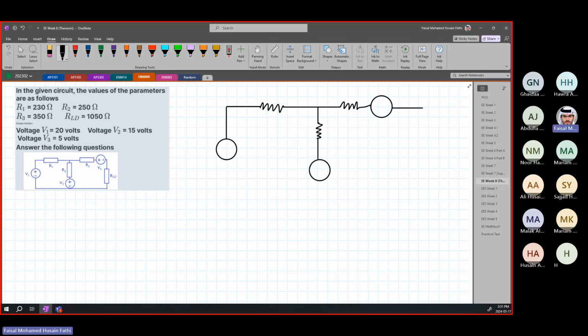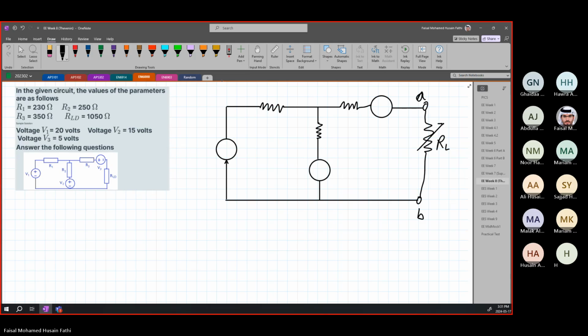So this is our node AB. This is A. And this is B. And this is our R load. Okay, R load. This is plus minus, and plus minus.